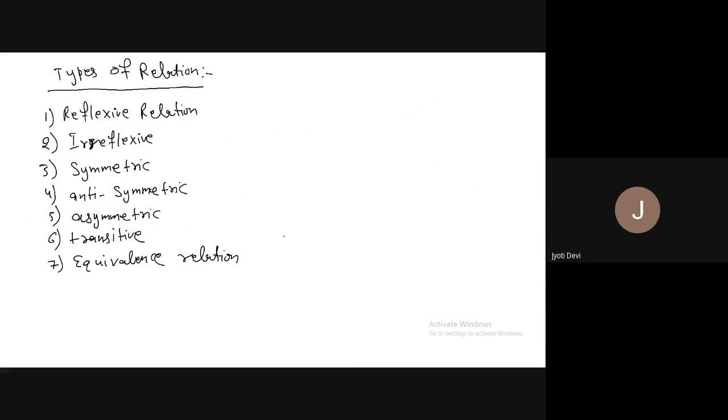Okay, next are the types of relation: reflexive, irreflexive, symmetric, antisymmetric, asymmetric, transitive and equivalence. These two belong to the same family. These three belong to the same family, and this one is different, and this is also different. So let's see them one by one.